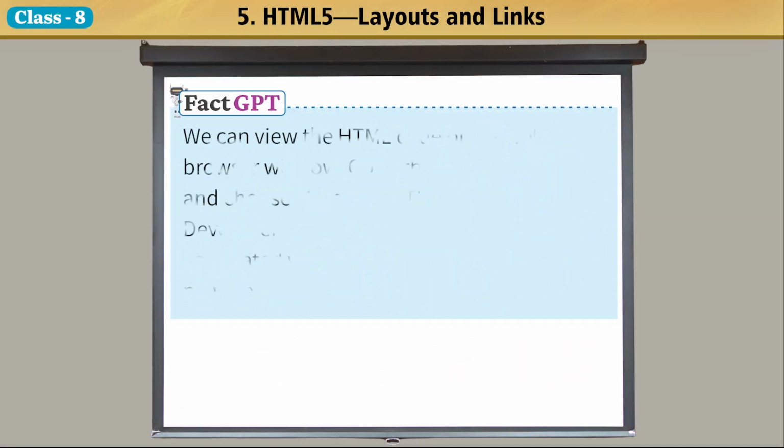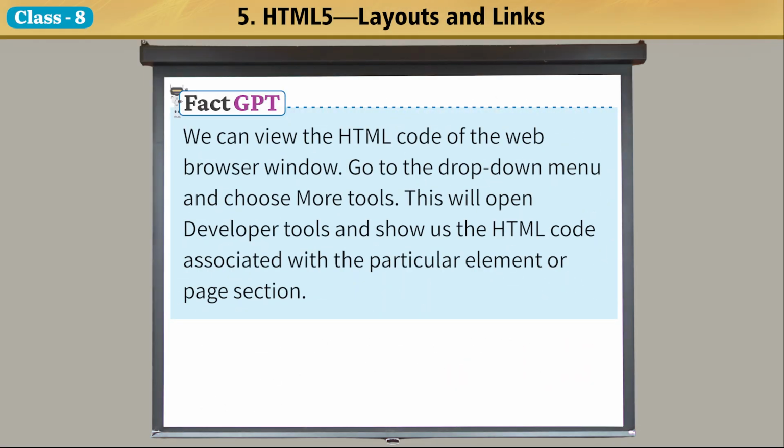We can view the HTML code of the web browser window. Go to the drop-down menu and choose More Tools. This will open Developer Tools and show us the HTML code associated with the particular element or page section.